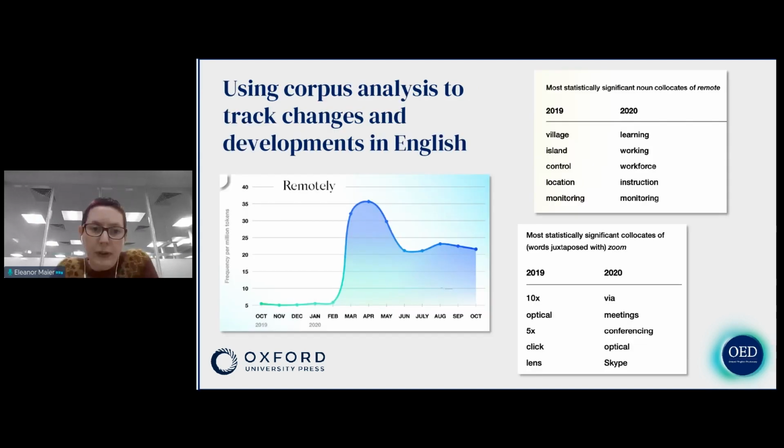For example, on this slide, you can see the word remotely had a massive jump in usage in the course of a month in about March 2020. And this was as a result of a lot of people switching to remote working during the pandemic, including the staff of the OED. And so as a result of analysing these trending words and keywords in the corpus, we had another look at remotely, and we ended up drafting some senses to do with remote working.